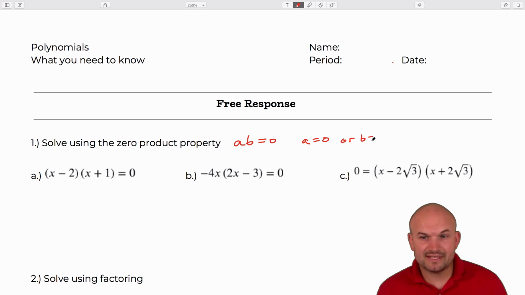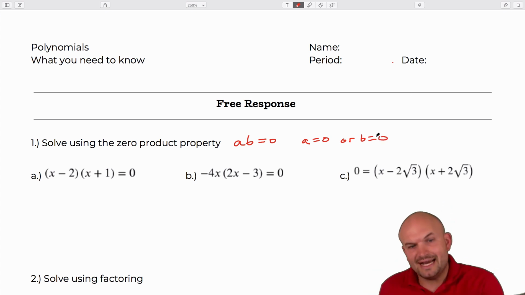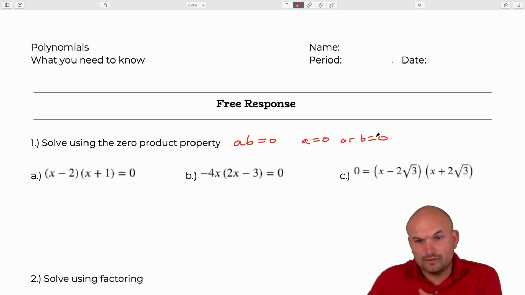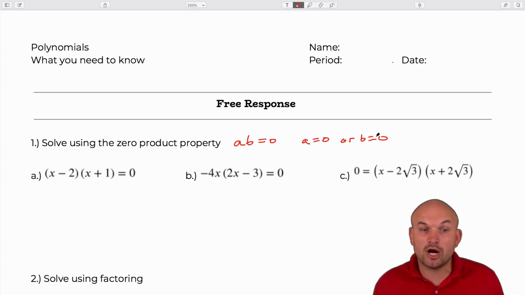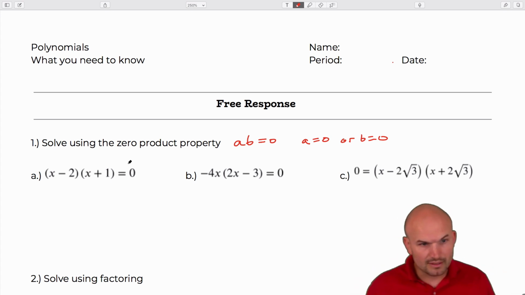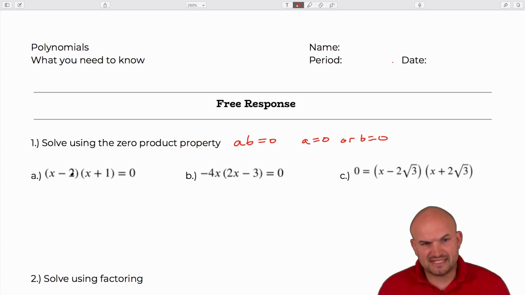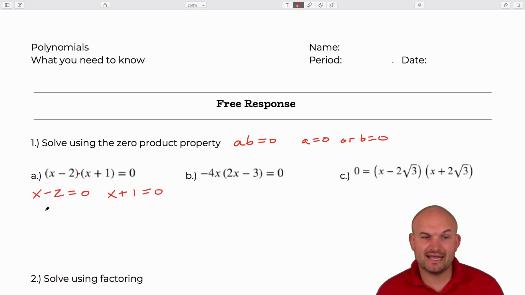So what's nice about this is, if we automatically identify that we have a product equal to zero, then we can set them both equal to zero to find our possible solutions. So in this one, basically we have the product here when we have the parentheses right next to each other. So I'm just going to set them both equal to zero: x minus 2 equals 0 and x plus 1 is equal to 0. Now I can just solve using my inverse operation.